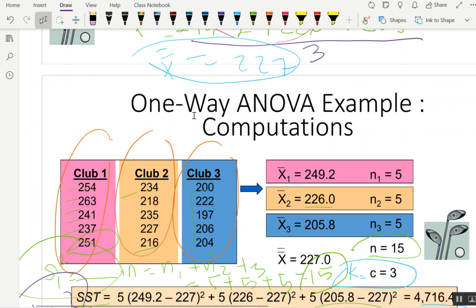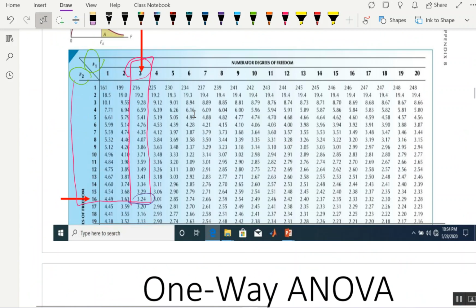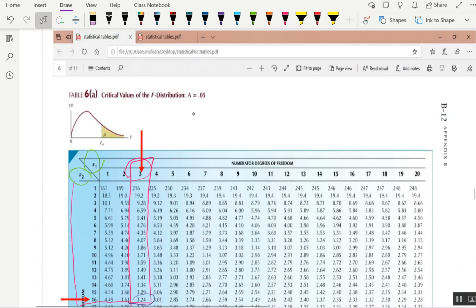So just now I forgot to highlight the F table. When you read this, of course you read from numerator and denominator, and of course you also need to have this alpha. So this table is basically only for alpha 0.05. So if you have a different alpha, then we need to read from a different page of this alpha.